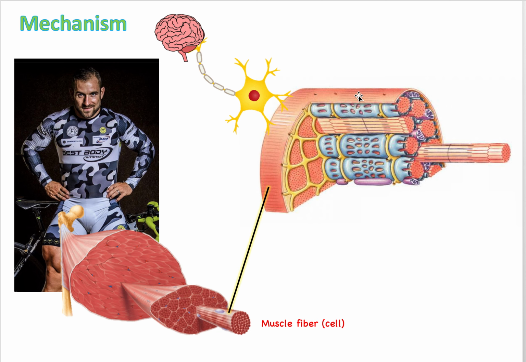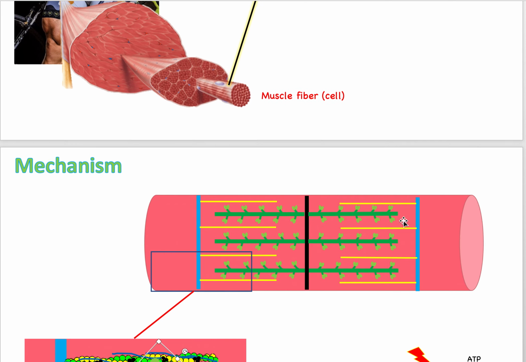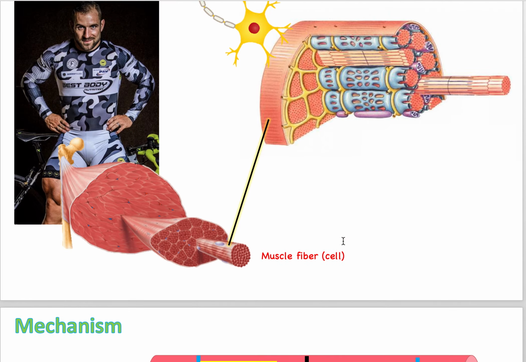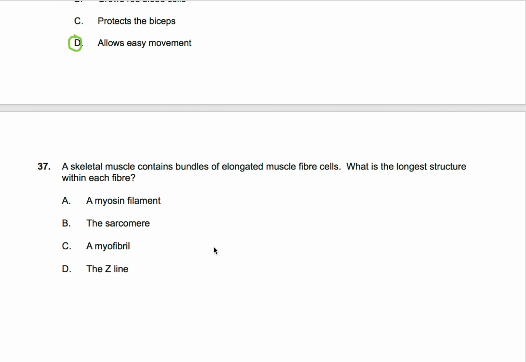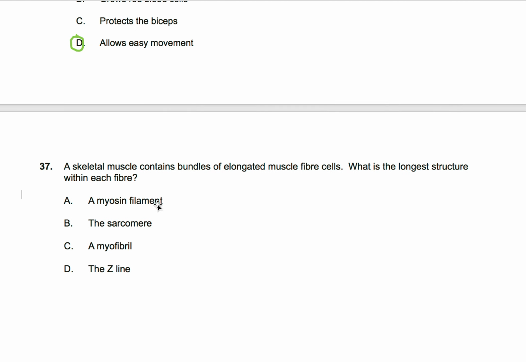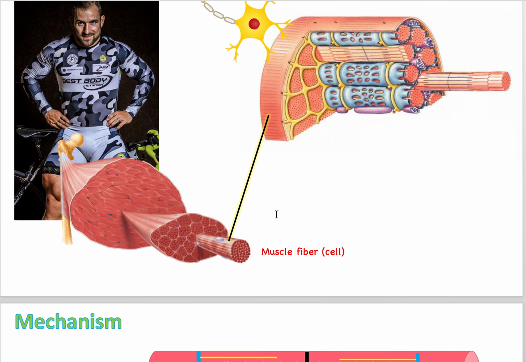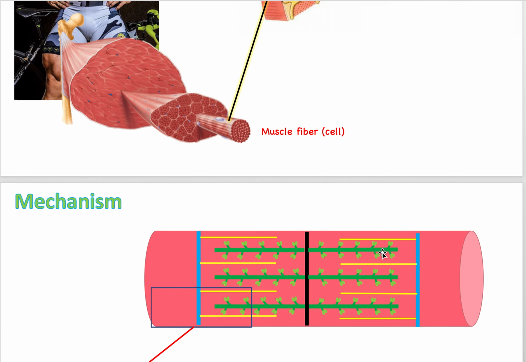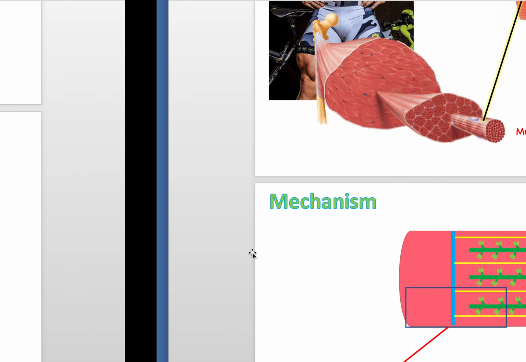So if we look closely at a muscle fiber, we know it's made up of these myofibrils. Myofibrils look like this, okay? So we have the actin, myosin, Z lines, and all these kinds of things. So what is the longest structure within a muscle fiber? They're saying a myosin filament. So what is a myosin filament? That is this one, the green one. It's pretty much from here to here and from here to here. Okay, let's see what's the next one.